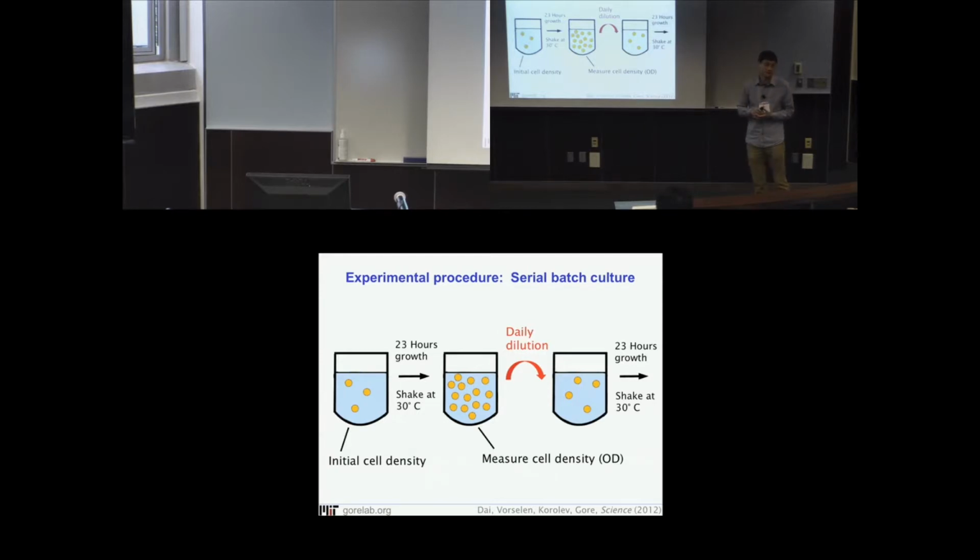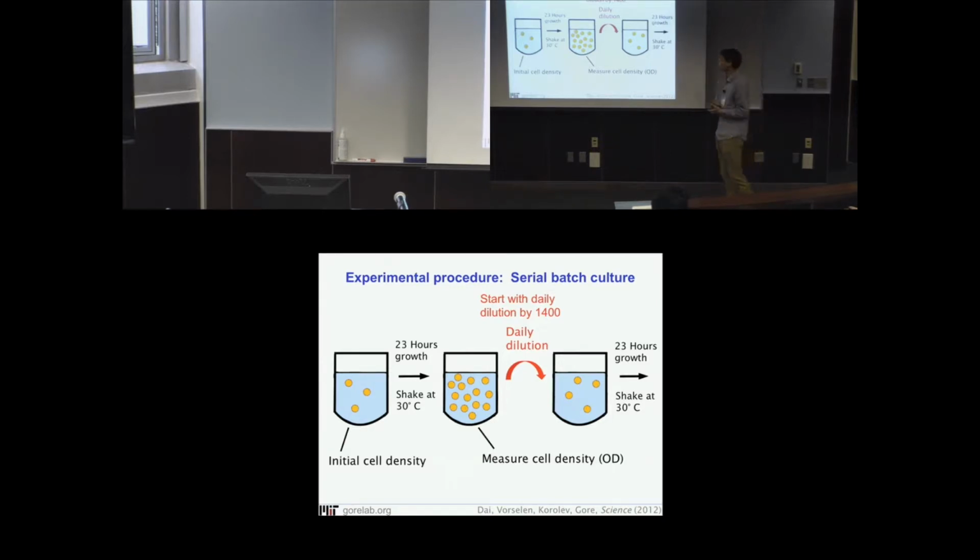And then we just look to see how the population size at the end of each day varies over time. Now, the data I'm going to show you in a moment, for example, starts with a daily dilution of 1,400. So the cells have to divide 10 or 11 times over the course of the day in order to keep up with this imposed death rate from the daily dilution.